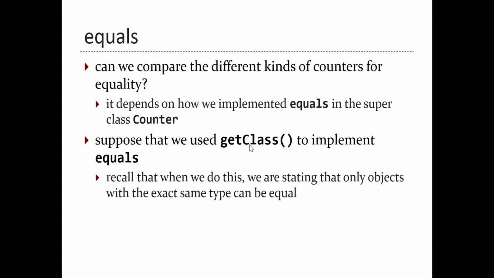So what happens if you use getClass in equals? Remember what getClass does. getClass returns an object that corresponds to the class of an object. When you use getClass in equals, what you're saying is two things are equal if and only if they have the exact same class.